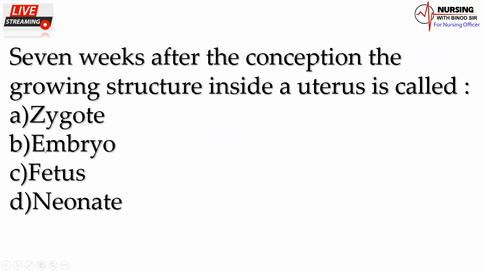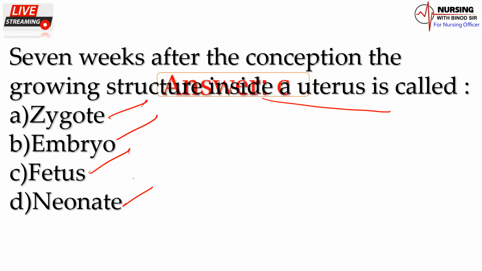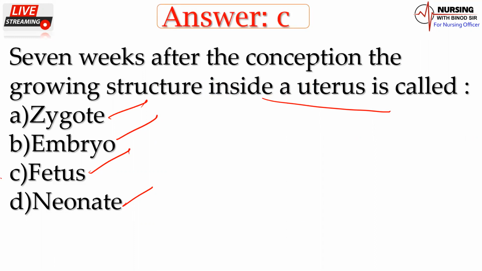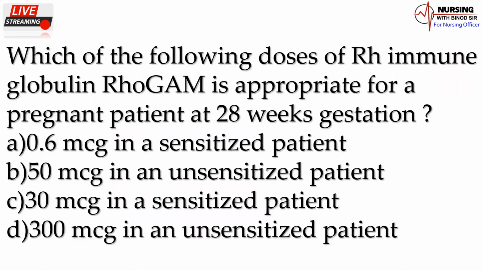Now we'll come back to the next question. Seven weeks after conception, the growing structure inside the uterus is called zygote, embryo, fetus, or neonate. Within seven weeks of conception, it is known as an embryo. After seven weeks of conception, it is a fetus. You all must remember this one.